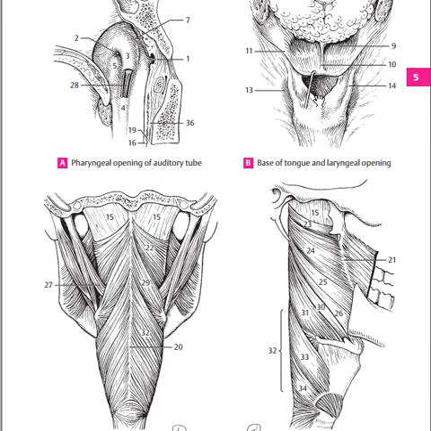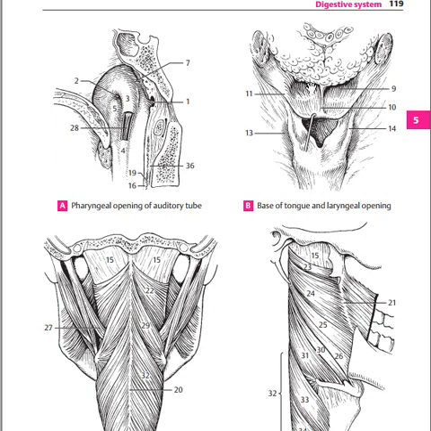Now we visualize the posterior aspect again. Here you have the epiglottis. Here you have the base of the tongue. Here you have already seen the lingual tonsils. Number 9 here is going to be called the vallecula of the epiglottis. Number 10 here is going to be called the medial glossoepiglottic fold. All this is the epiglottis, and this laterally is the lateral glossoepiglottic fold.